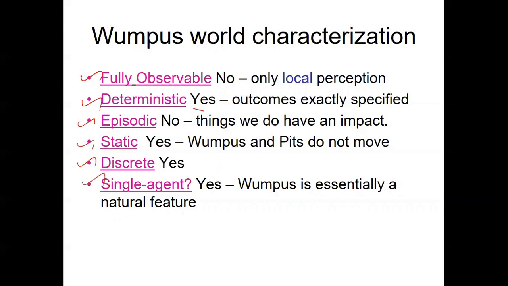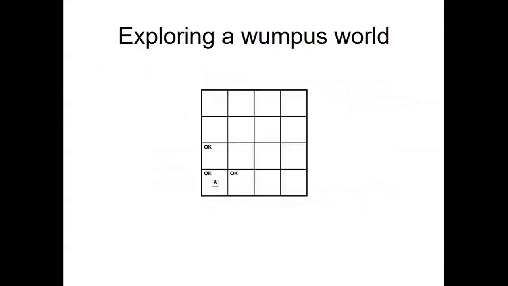Is it single agent? Yes, there is only one agent. Wumpus is not considered as an agent here, right? Because Wumpus is not going to make any move. So this is the problem characterization. Now let us see how we will solve this. First, we are not using any logic, but from a human point of view, how we will solve. Then we will connect with logic.